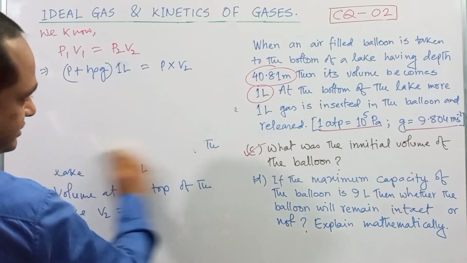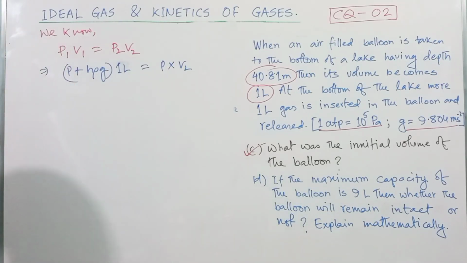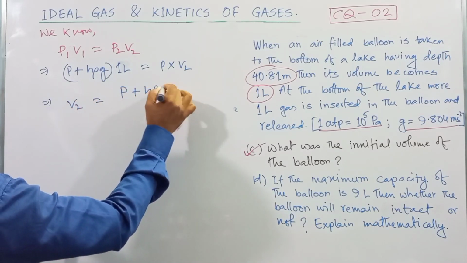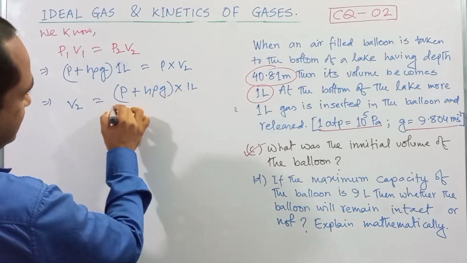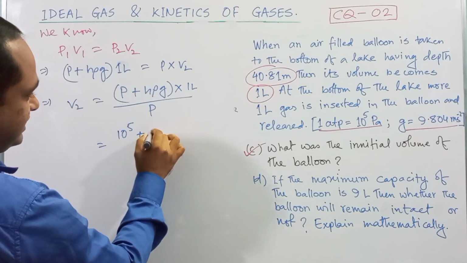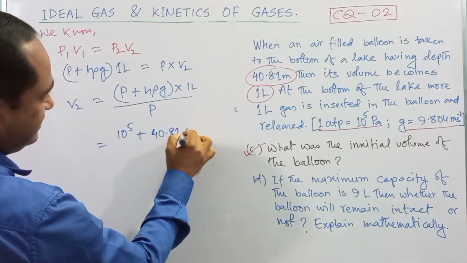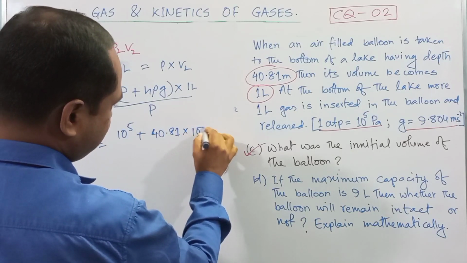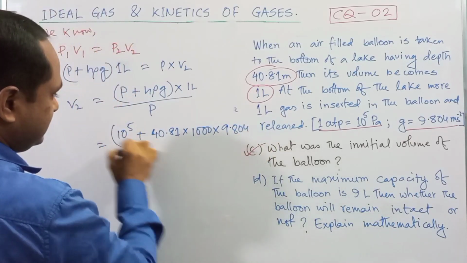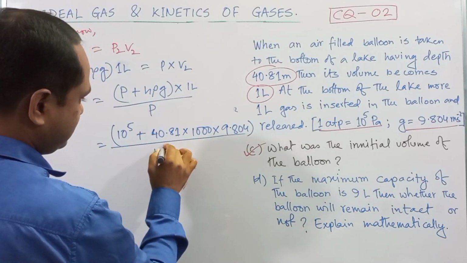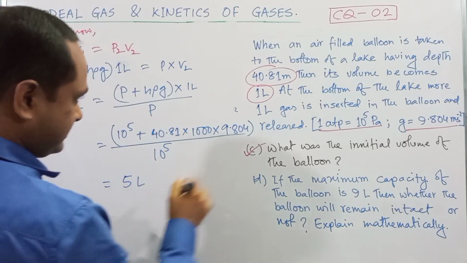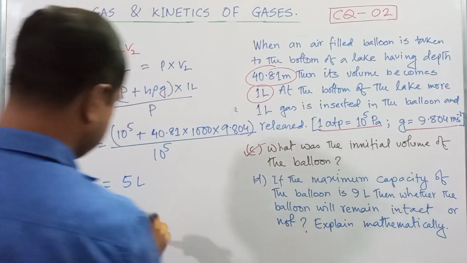So we have to determine the value of V2, or V2 is equal to P plus H rho G into 1 liter divided by P. So using the value of this expression, P means 10 to the power 5 plus H means 40.81 into rho means 1000, density of water, G is 9.804, okay, divided by 10 to the power 5. So after the calculation, you will get 5 liter. Okay.